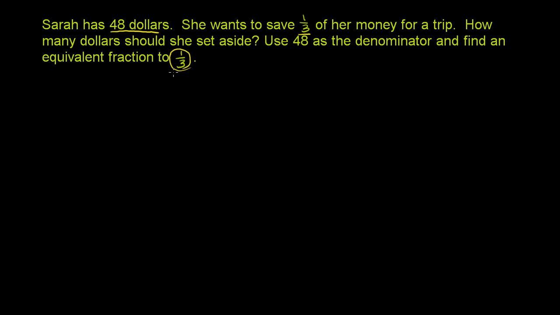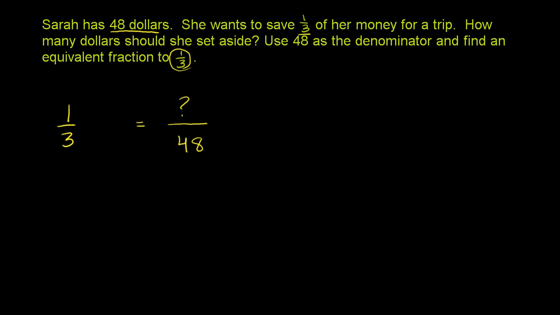So what they want us to do in this problem is say, OK, we want one-third of her money. But we want to write this as an equivalent fraction where we have 48 in the denominator. So this is equal to something over 48. So how can we get it to that something over 48?